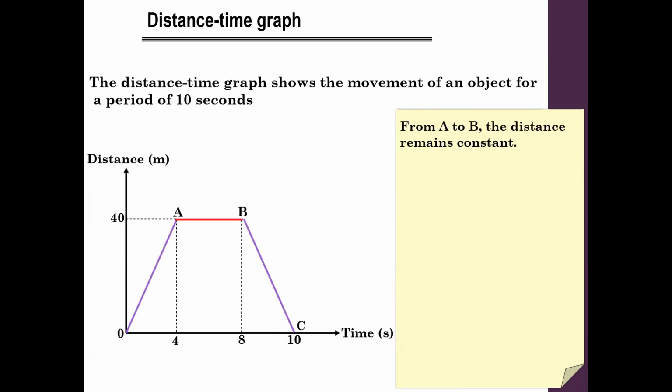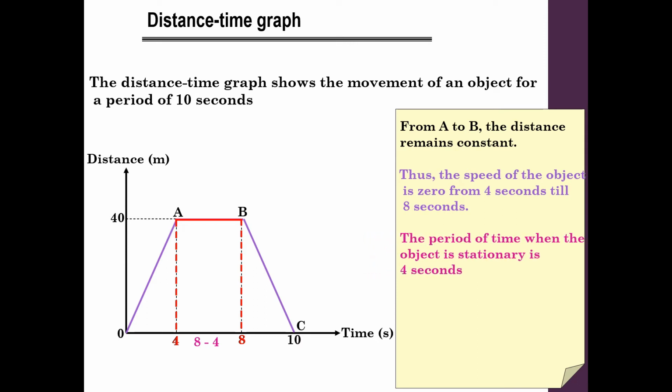And then from A to B, the distance is the same. Therefore, if you want to find the gradient, we have 0, because y2 is 40 and y1 is also 40, so y2 minus y1 is 0. Thus the speed of the object is 0, and the period of time when the object is stationary is 4 seconds. That means the object is stationary at this point. So this indicates that the object is at rest, or in other words, it is stationary. Dia tak bergerak, kekal di situ for 4 seconds.